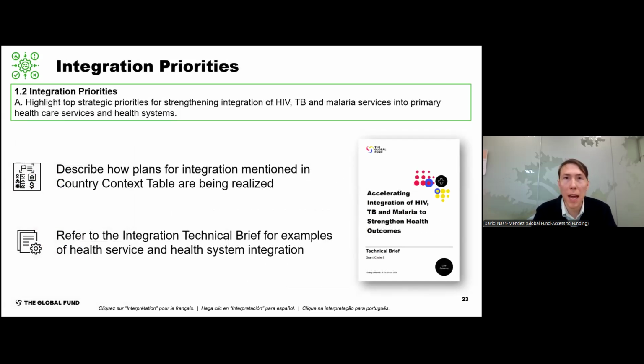Question 1.2a is on integration priorities. It asks applicants to describe how integration plans from the country context table are being put into practice. Applicants can use the integration technical brief, which was published in December, to think across services and systems, looking at how HIV, TB, and malaria services are integrated into primary healthcare and how RSSH functions support them. Again, these plans for integration should be country owned, and plans do not need to be limited to program areas supported by the Global Fund. Let's go to the next slide.